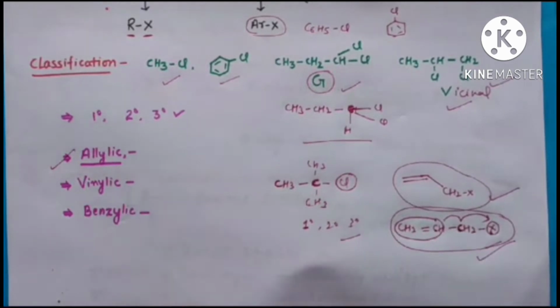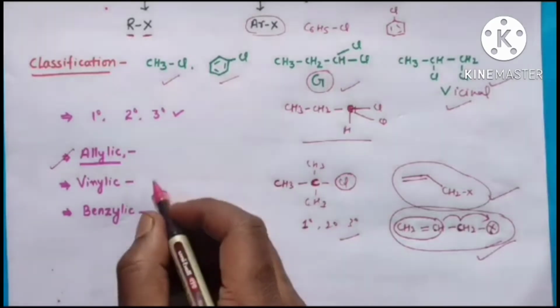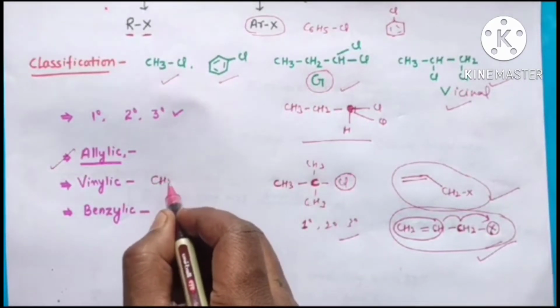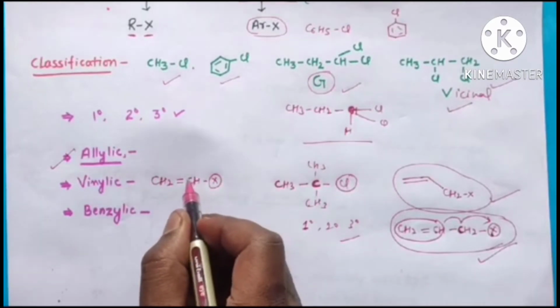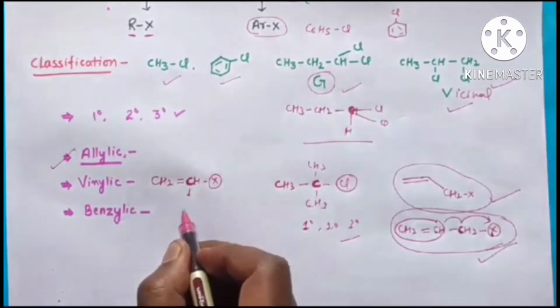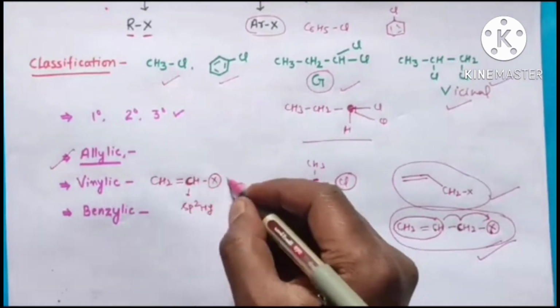Now come on to the vinylic. Vinylic is very simple. I am going to write it here. Vinylic is CH2 double bond CHX, meaning the halogen is directly attached to that double bonded carbon, which is sp2 hybridized carbon. sp2 hybridized carbon से जो halogen attached है, it is known as vinylic.